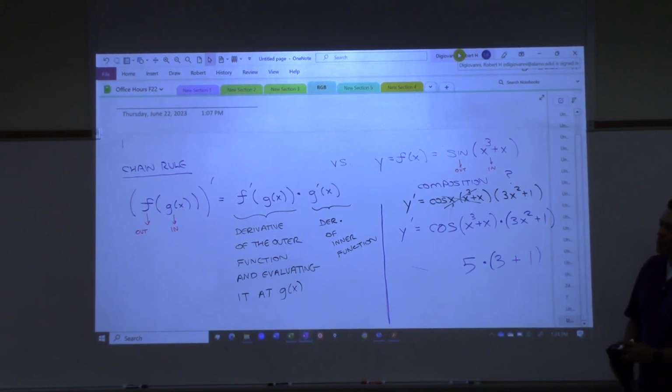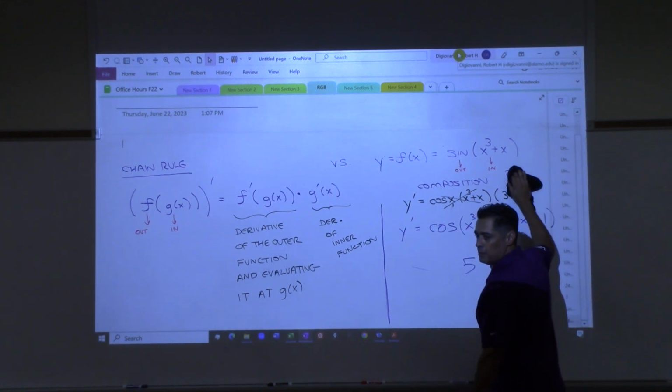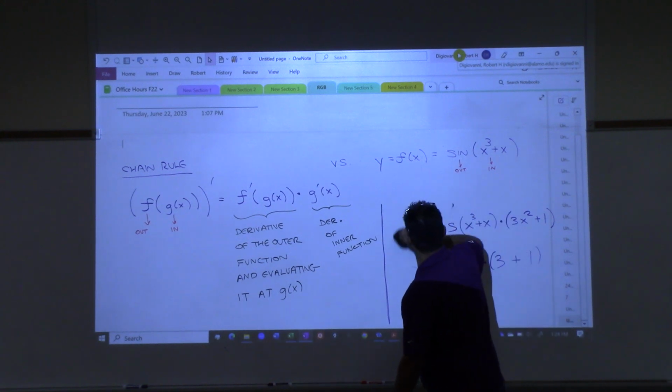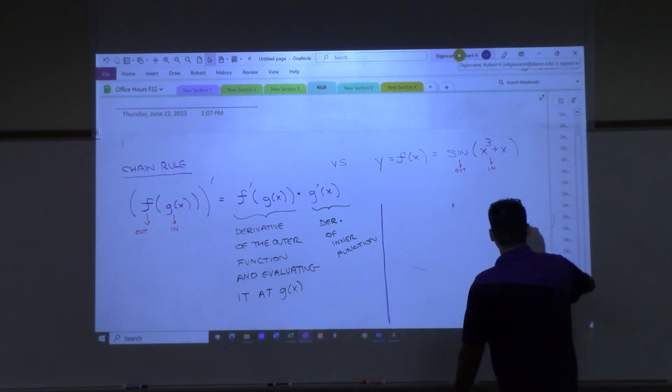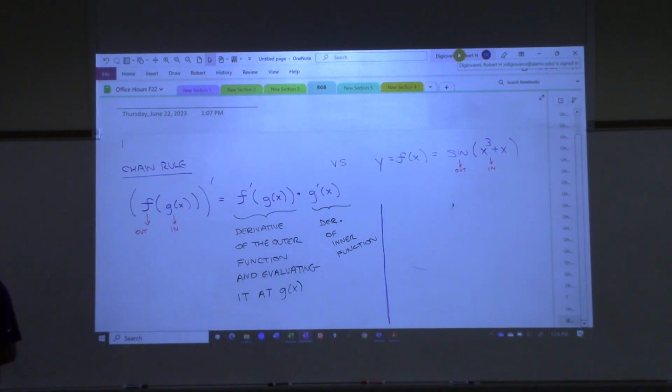Now, I'm going to show you this another way. I'm going to do the same problem a slightly different way, all right? I really like this way. Is that the answer for cosine? Yeah, cosine of x cubed plus x times, in parentheses, 3x squared plus 1. That's it? That's your derivative.